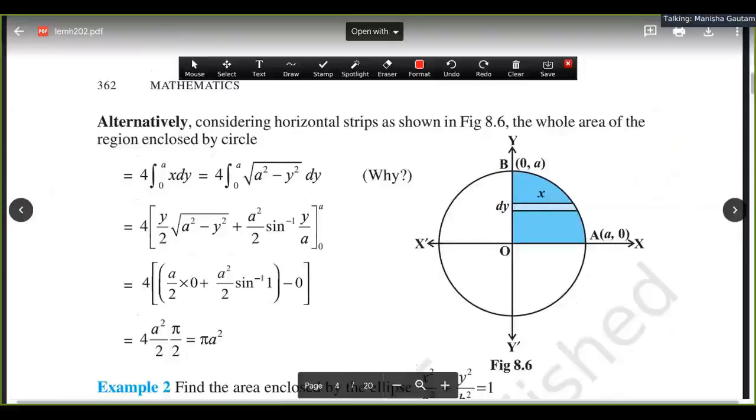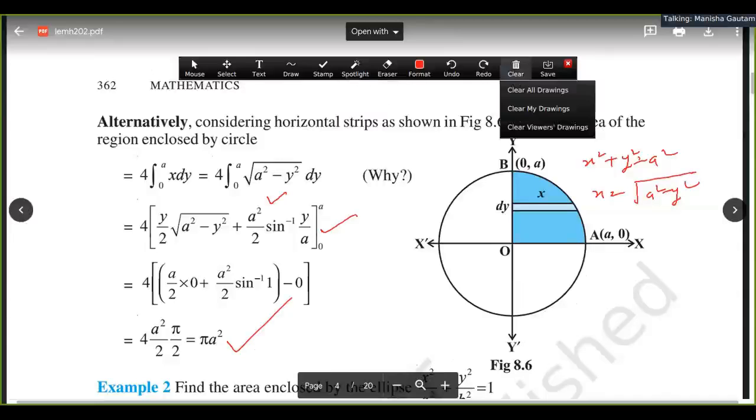Now, this same question can be done by taking the strip parallel to the x-axis, x dy. Here you have to take the value of x from x square plus y square is equal to a square. You have to calculate x, that is under the root a square minus y square. Apply the formula, put the limit. So we have done the question by taking the strip parallel to the x-axis as well as parallel to the y-axis. Now next example.